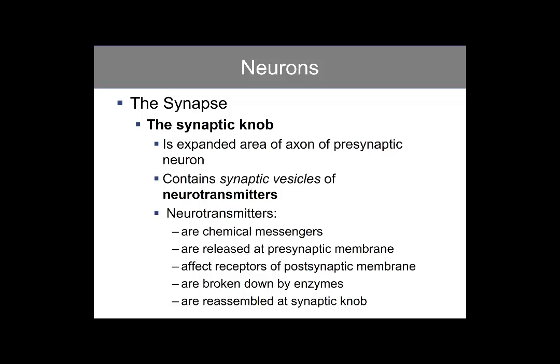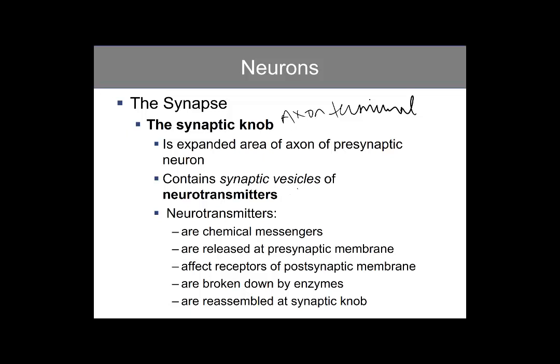The synaptic knob is an expanded area of the axon of the presynaptic neuron. We've also referred to this as the axon terminal. It actually goes by several names. And the synaptic knob, or the axon terminal, contains synaptic vesicles of neurotransmitters.